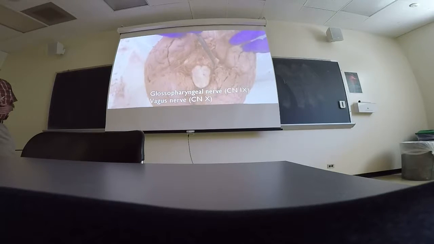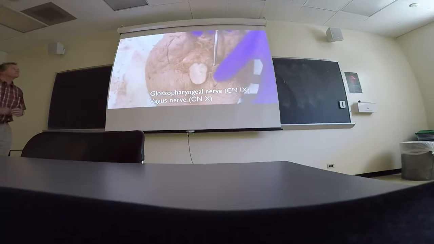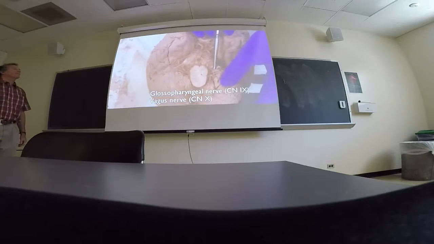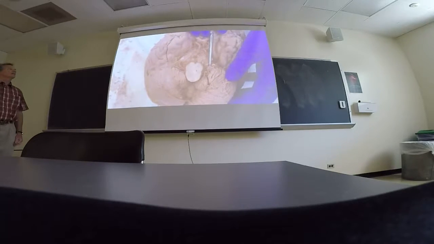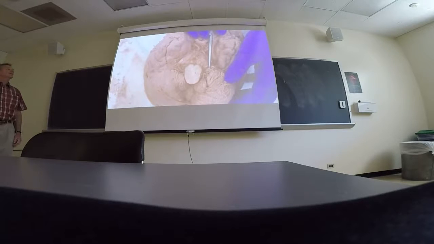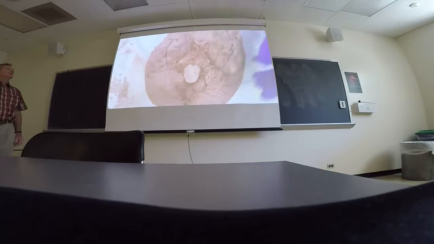9 and 10 are also hard to distinguish from each other, but they're just here, and that's the glossopharyngeal and the vagus. Let's see if I can get this probe underneath them. Come on, probe. Just there, those fibers. And then 11 and 12 are in our skull, so we're going to show you those once we're in the skull.